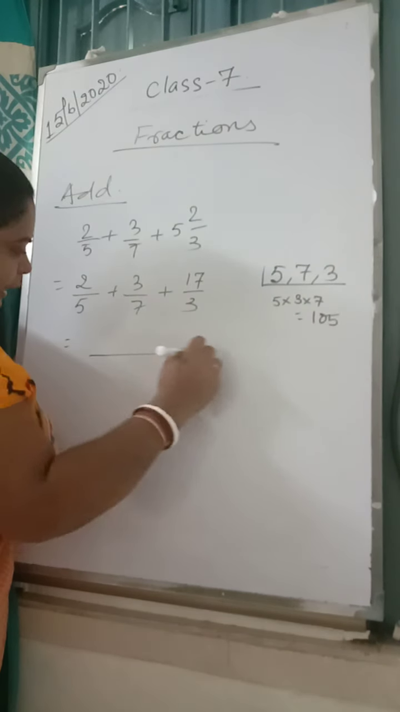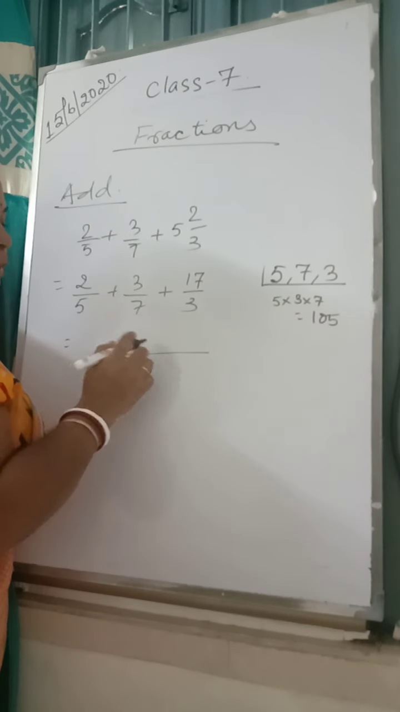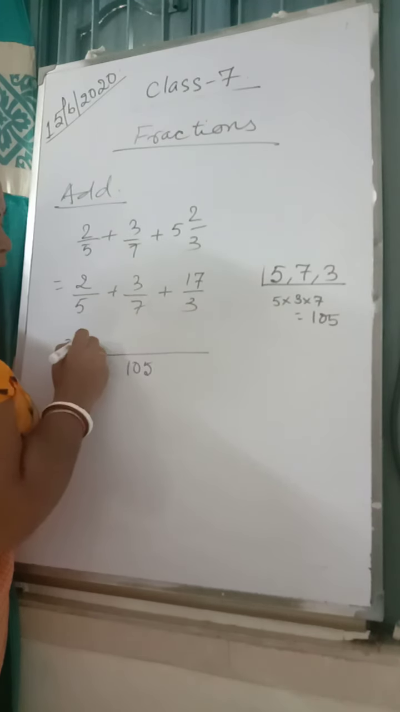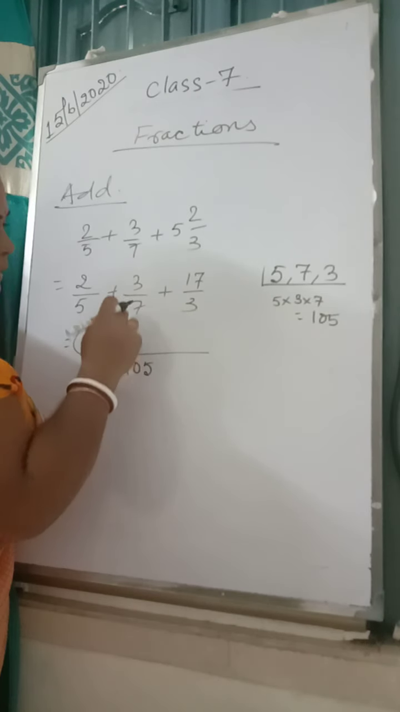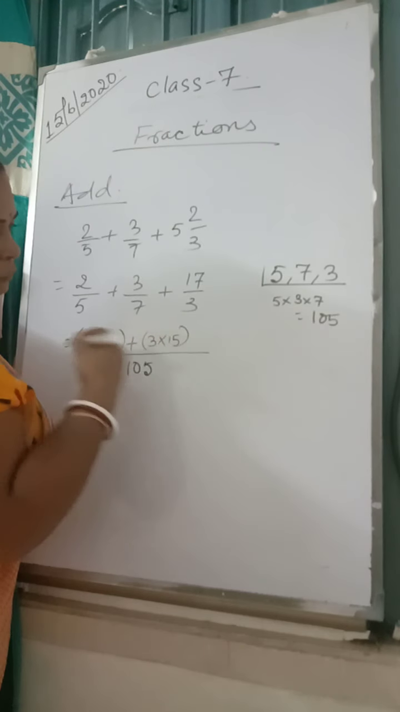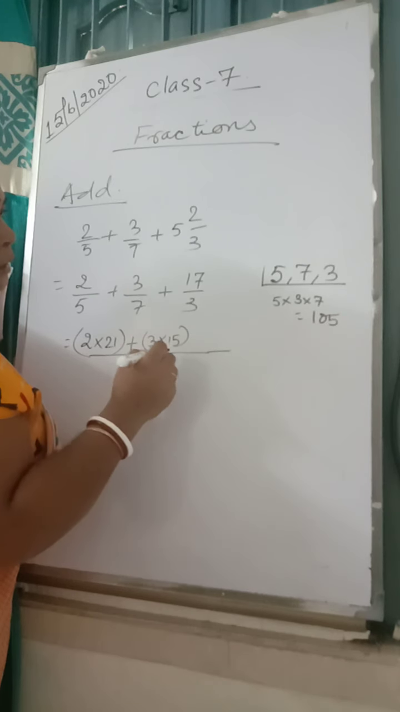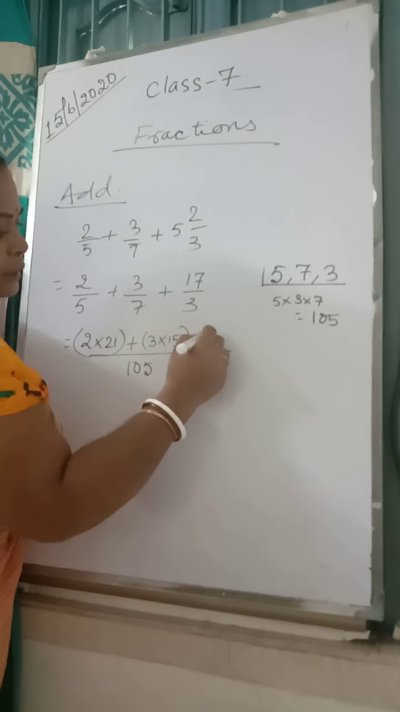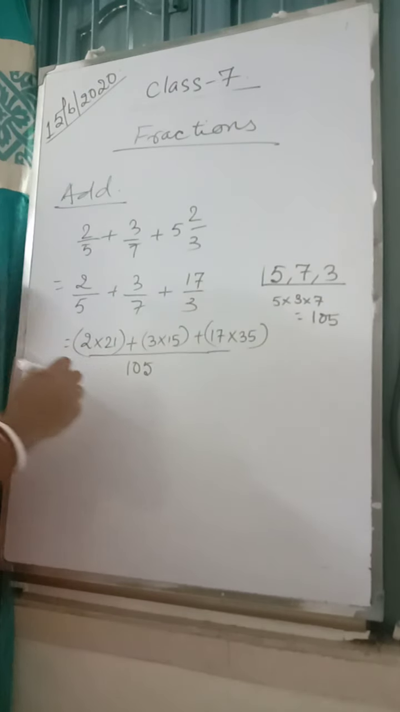Now we have to write the LCM here: 105. Now 5 times how much is 105? 5 21s are 105, so 2 would be multiplied with 21. 7 15s are 105, so 3 would be multiplied with 15. And 3 35s are 105, so 17 would be multiplied with 35.